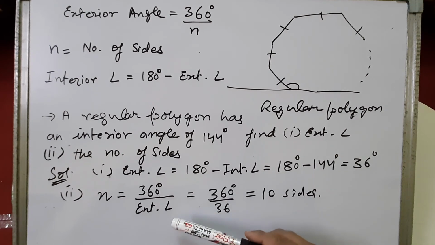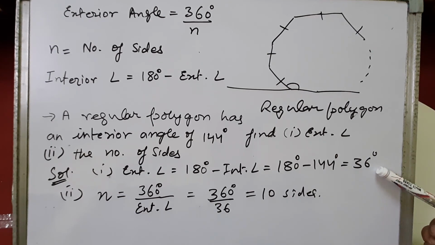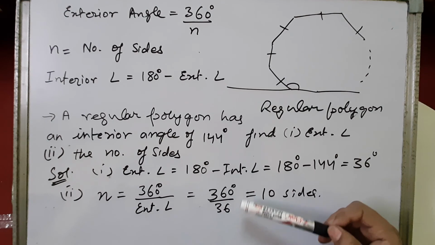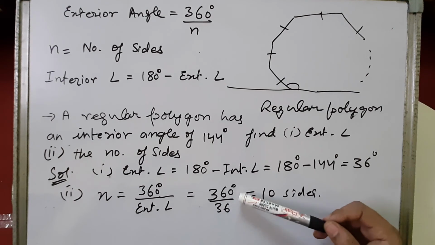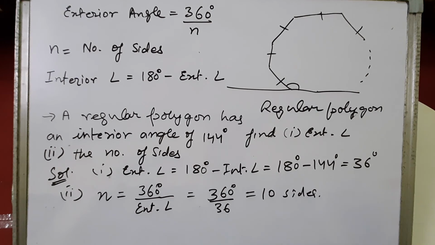Now, to calculate the number of sides, it will be 360 upon exterior angle, right? The value of the exterior angle we have already calculated, which is 36. Let's substitute 36 here. It becomes 360 upon 36, which is 10. So the value of n, or the number of sides of the regular polygon, will be 10. Okay, please note down the solution.